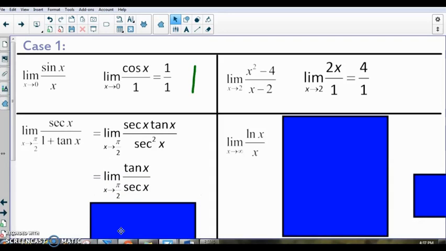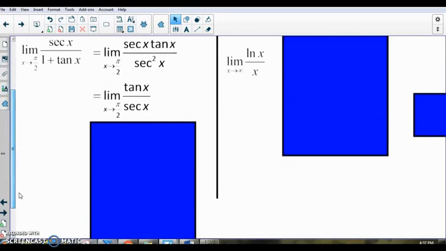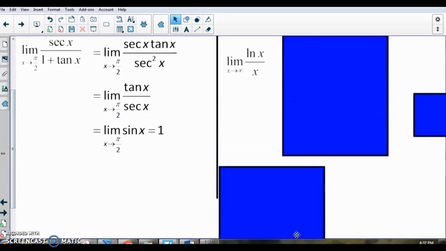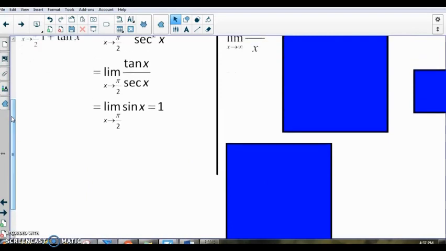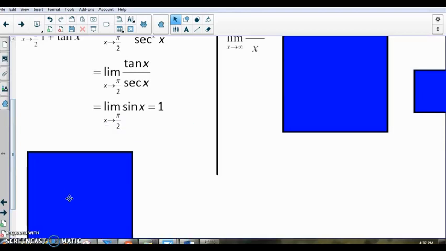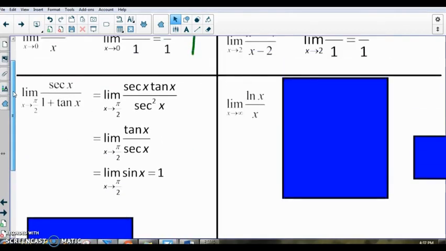And now you have to rewrite this really in a different form, so that way you can take the limit. So I changed tangent into sine over cosine, and secant into 1 over cosine. Reduce, and you're left with sine. And now you're substituting pi over 2 in, and you just get 1 as your answer. Please make sure you're pausing the video if you ever need to so you can get the information you need.